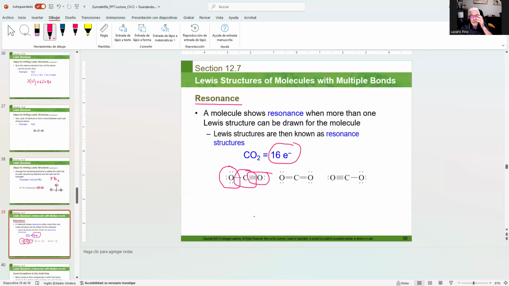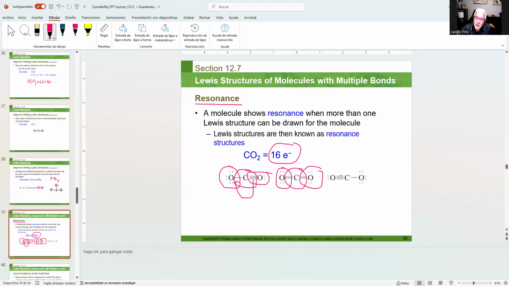But you can get this structure by resonance. What does it mean? That 2 of these electrons can be here. And then the structure that you have is 2 double bonds between carbon and oxygen. Look, 2 and 2 are 4, and 4 are 8. 8 electrons here and 8 electrons here. You have also the octet rule for every atom.